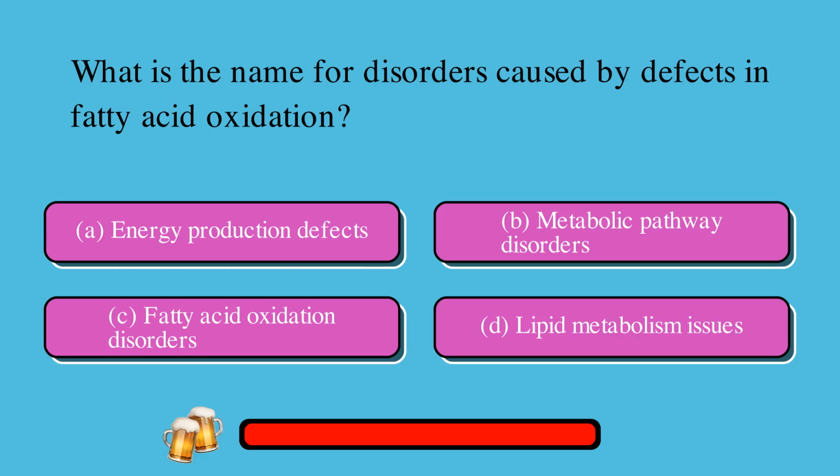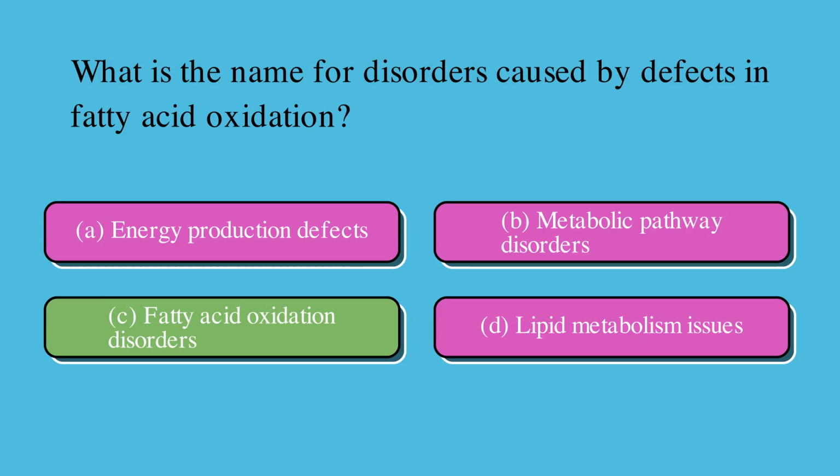What is the name for disorders caused by defects in fatty acid oxidation? A. Energy production defects, or B. Metabolic pathway disorders, C. Fatty acid oxidation disorders, or D. Lipid metabolism issues. The correct answer is C. Fatty acid oxidation disorders.